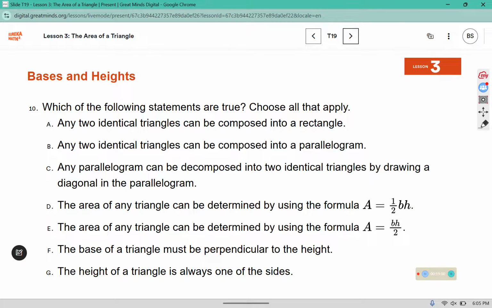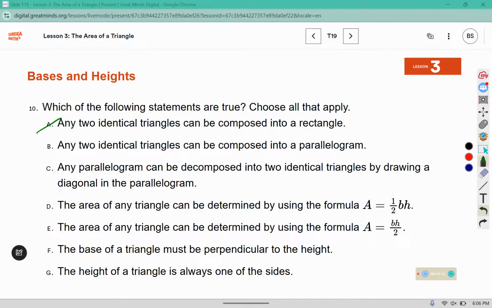Which of the following statements are true? Choose all that apply. Any 2 identical triangles can be composed into a rectangle. That is not true, because we saw earlier that identical triangles in some cases can form parallelograms, but they don't form a rectangle unless your triangle has a 90-degree angle in it. So no on A.